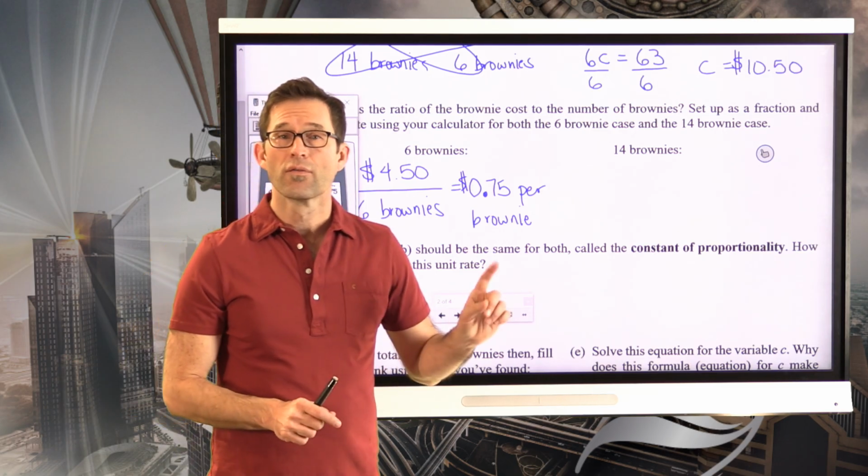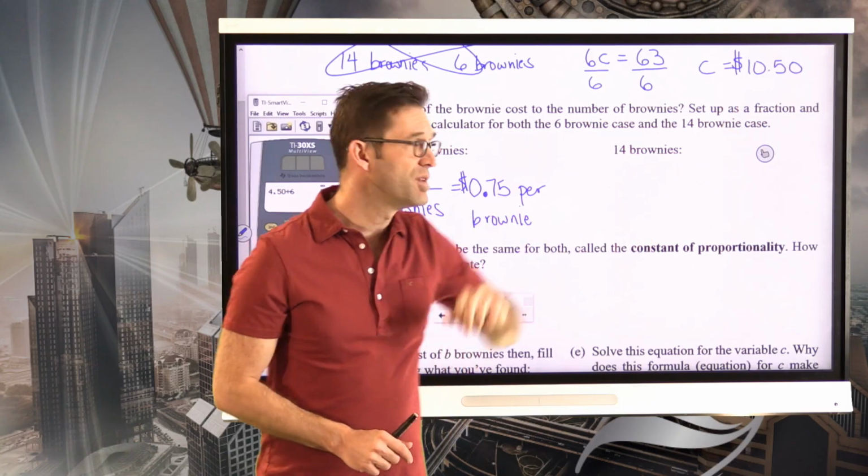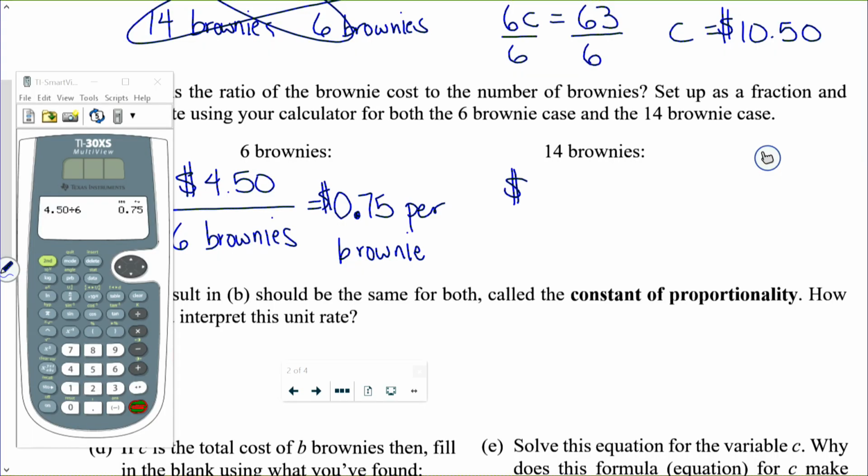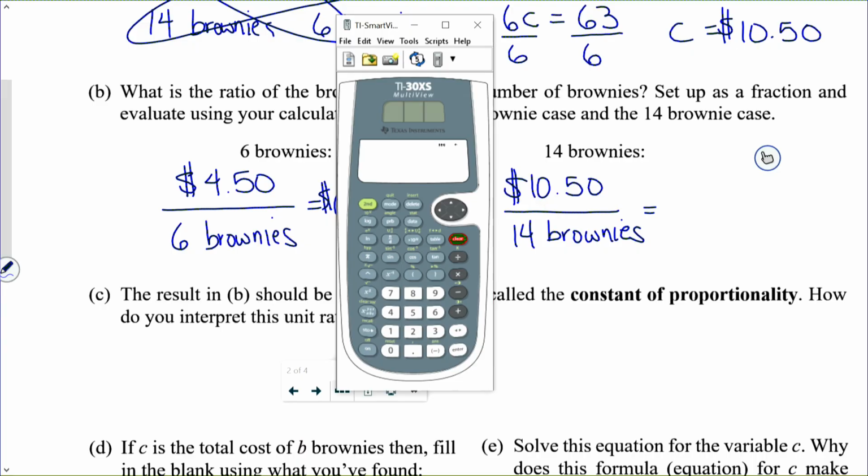All right, simple enough. For the 14 brownie case, we paid $10.50, and we want to divide that by 14 brownies. When we do that, $10.50 divided by 14, what we end up finding is exactly the same thing: $0.75, or 75 cents per brownie.